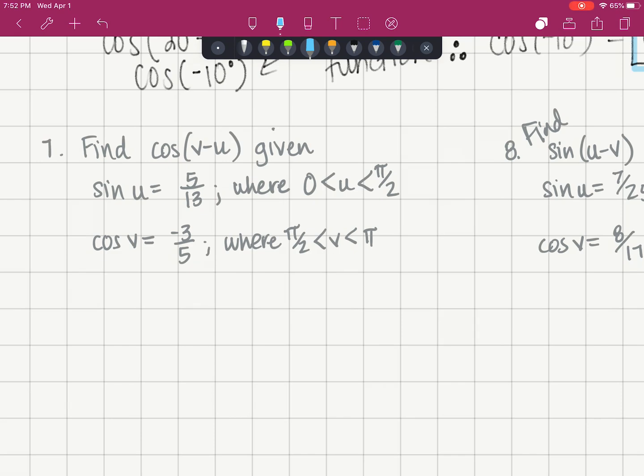Okay, here we want to find the cosine of v minus u, given the sine of u is 5 over 13, and u is in quadrant 1. This means u is in quadrant 1. And cosine of v is negative 3/5, where v is in quadrant 2.